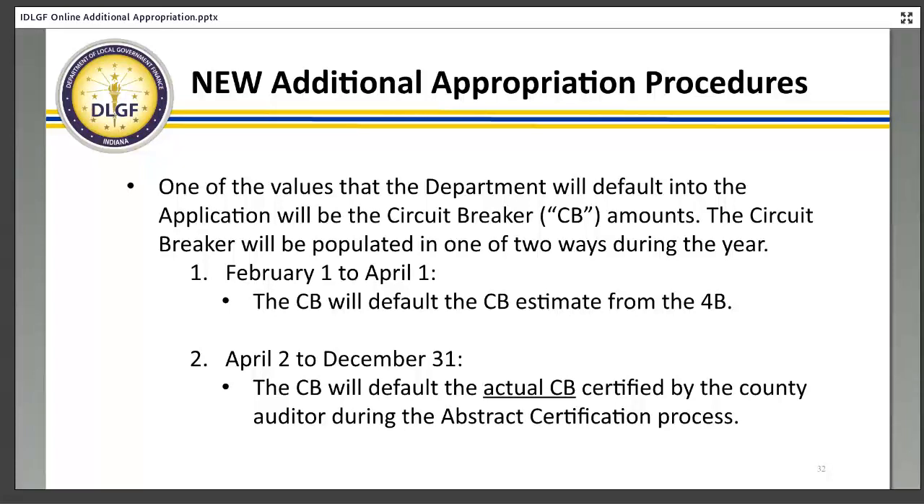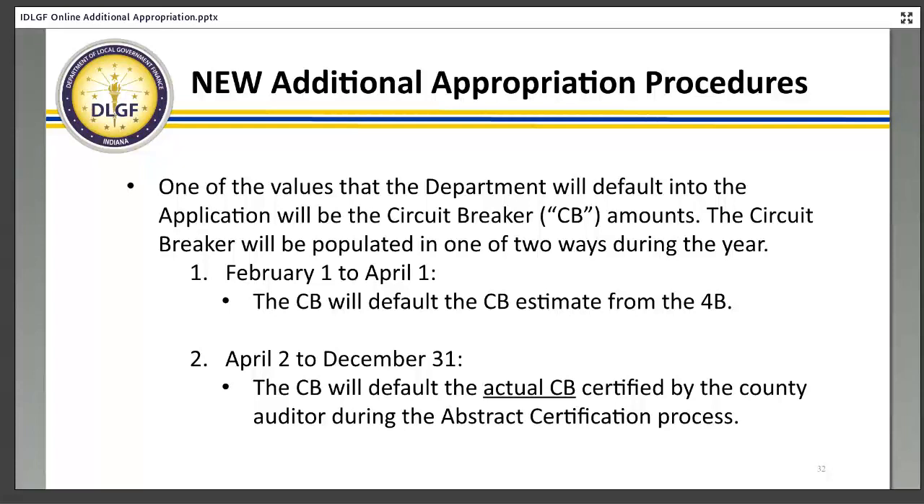If you submit early, we're going to use the best estimate that we have available. But as soon as we have the actual impact, we are going to replace that estimate with a much stronger figure. This means that, hypothetically, a unit could go through the additional appropriation process on February 2nd, enter a series of values, and have their additional appropriation approved. But had they gone through the exact same process with the exact same numbers two months later, that additional appropriation may be denied as we replace the estimated circuit breaker value with the actual circuit breaker.